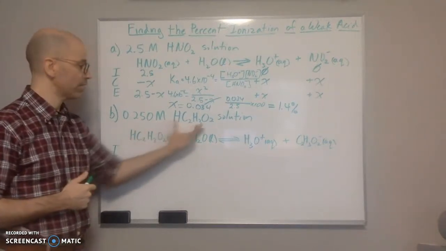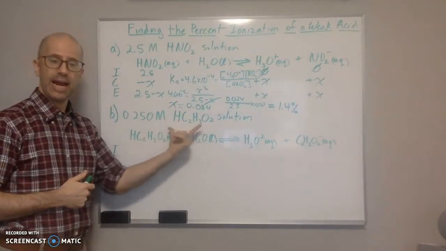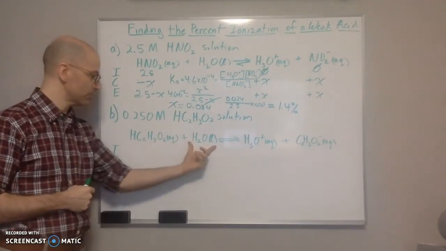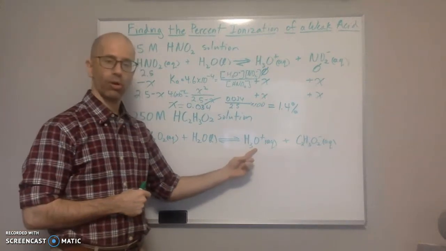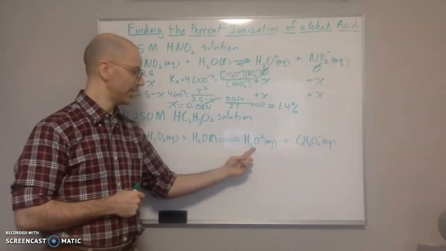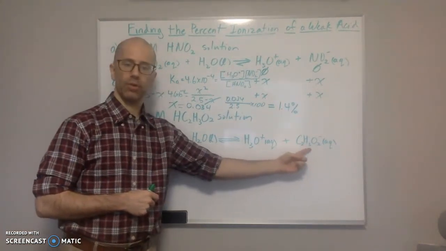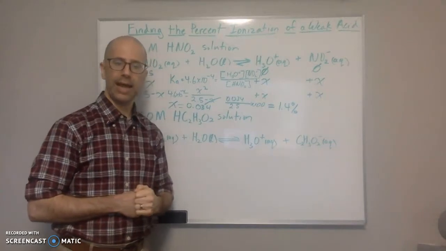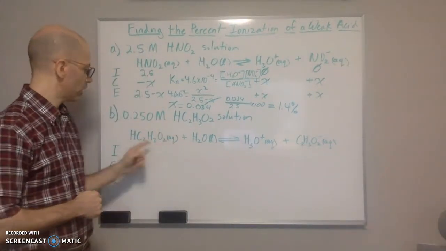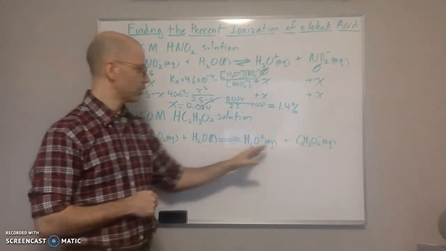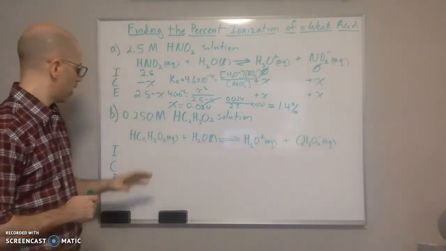So you have to know that the acetic acid in solution is reacting with the water. It's going to give a proton to the water to form your hydronium ion, and what's left over is the anion, the acetate ion there. Okay, so you'll see that this is a 1:1:1 ratio.